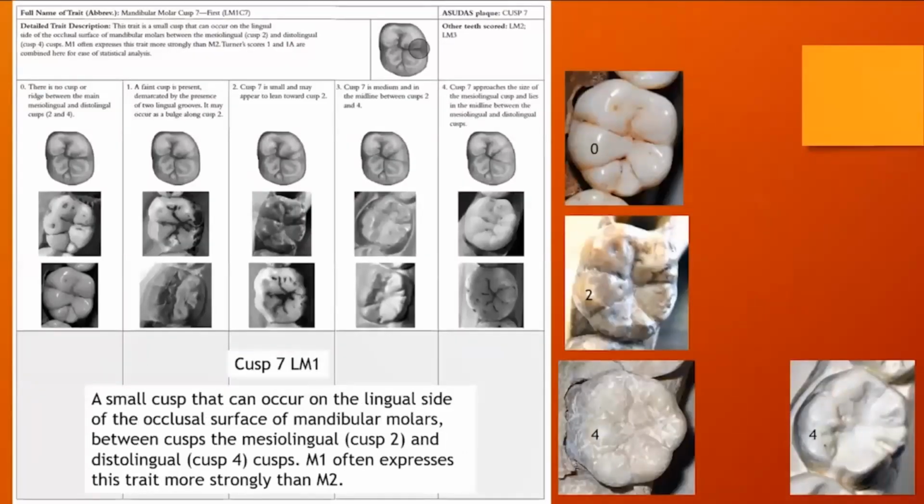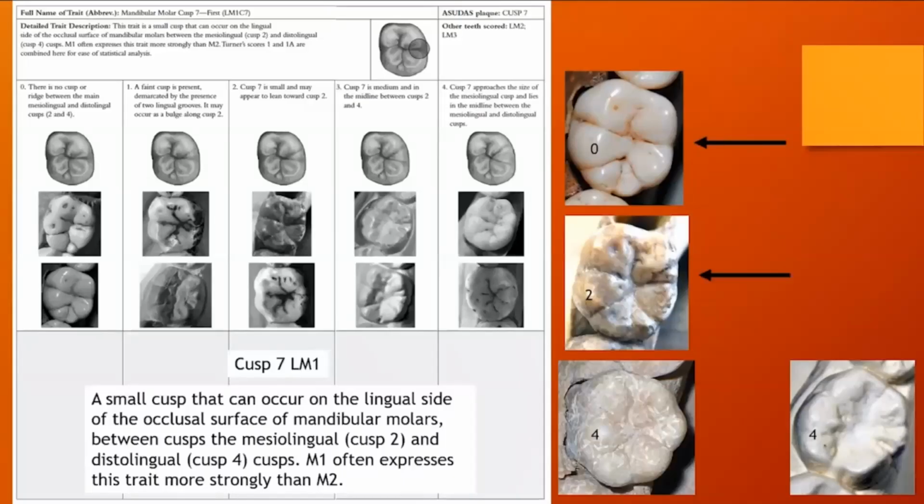And now, moving on to cusp 7, we're going to look in a different location. So if you look at the top of your screen, you can see that we've moved from the distal side of the tooth to the lingual side of the tooth. And so we're going to be looking between the two main lingual cusps and looking at expression there. So this is a small cusp that can occur on that lingual side, but it's on the occlusal surface. So this is the place we're going to look.